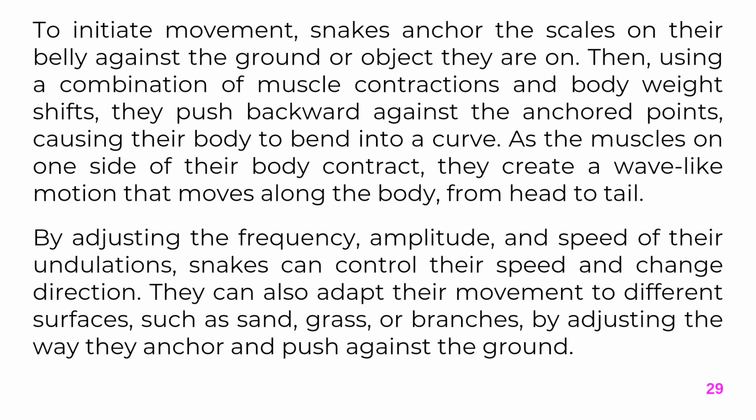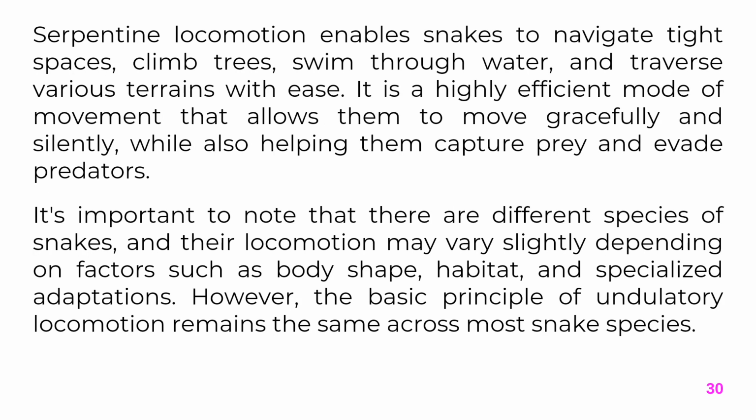As the wave moves, the muscles on the other side of the body contract, while the muscles on the previous side relax. This alternating pattern of muscle contractions and relaxations generates a continuous undulating motion that allows the snake to move forward with remarkable agility and flexibility. By adjusting the frequency, amplitude, and speed of their undulations, snakes can control their speed and change direction. They can also adapt their movement to different surfaces, such as sand, grass, or branches, by adjusting the way they anchor and push against the ground.